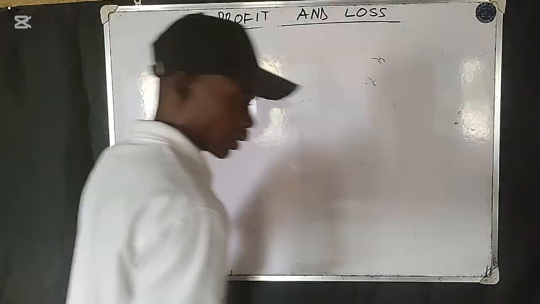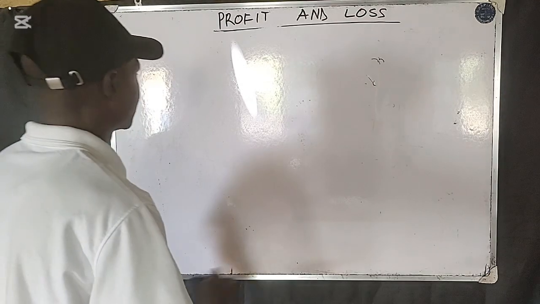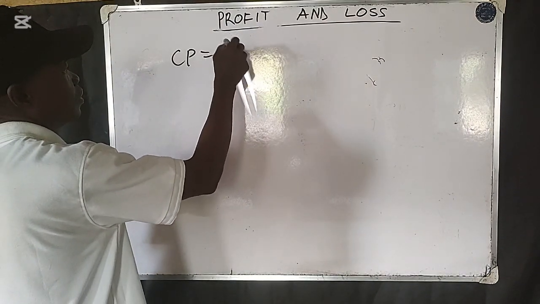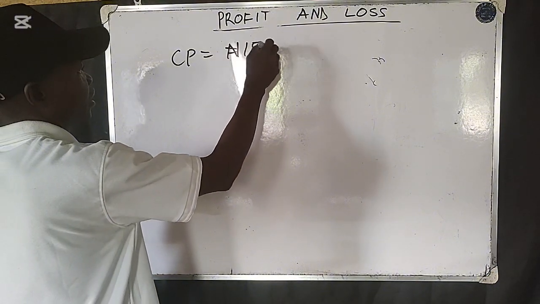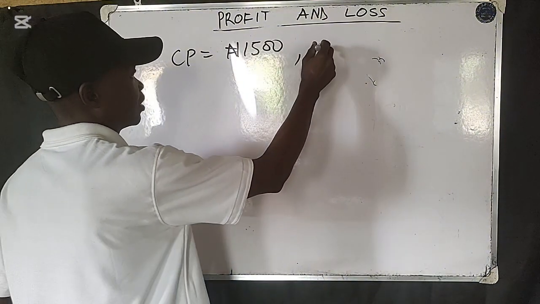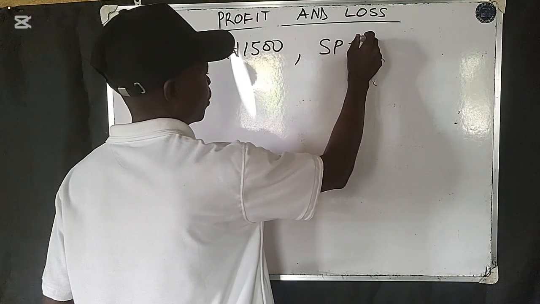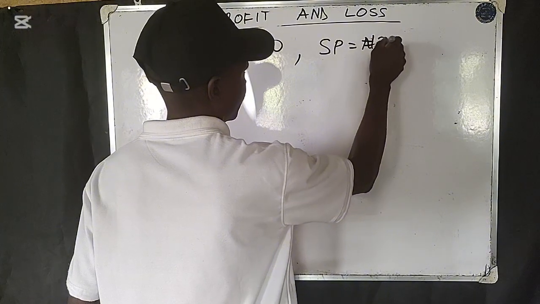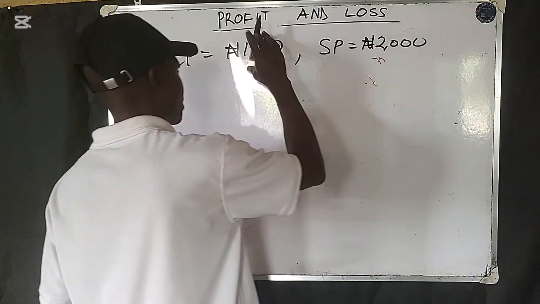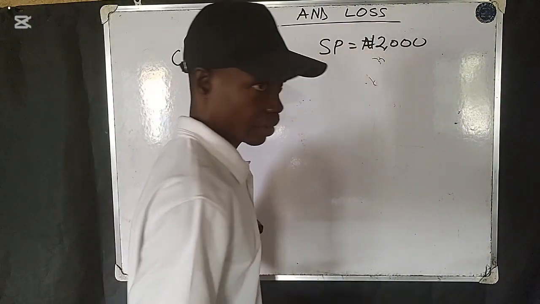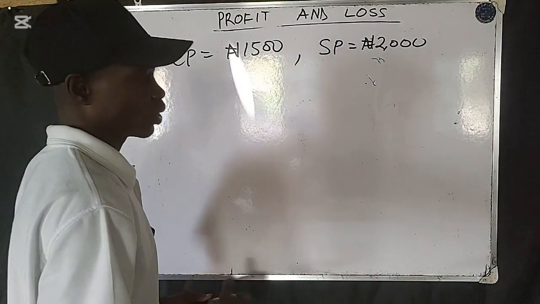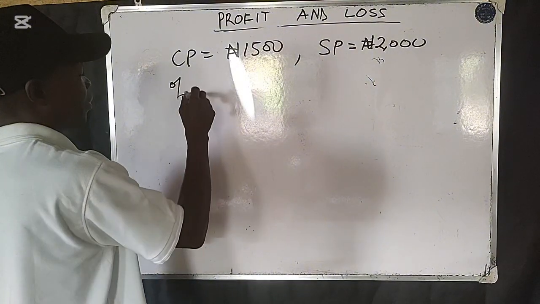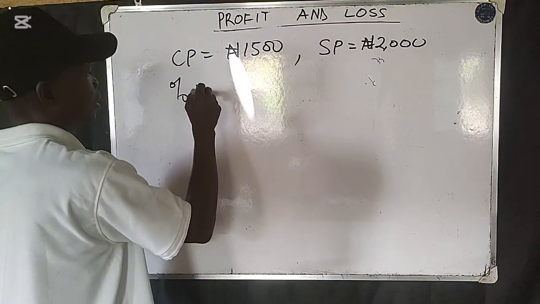Now let's solve problems. Let's say a particular person buys something at 1,500 naira and he sells it, the selling price, at 2,000 naira. This is the amount he buys, this is the amount he sells. Now you can be asked to calculate percentage gain, right?